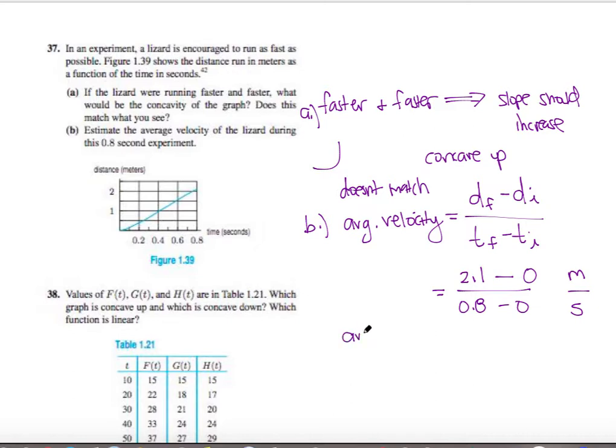So my average velocity appears to be 2.1 divided by 0.8, which, if we just put this right into a calculator, should not be too hard to get. So that would be 2.1 divided by 0.8, which is 2.625 meters per second.